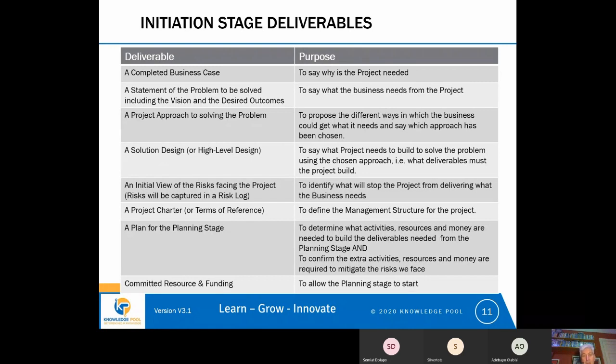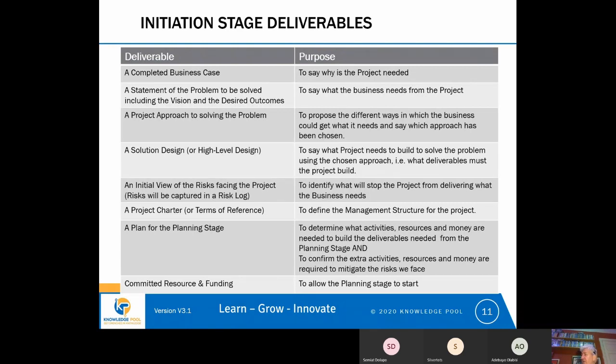The next deliverable that I certainly found very useful to have is something that is sometimes called a project charter, or sometimes a terms of reference. What the project charter does is it defines the management structure for the project. So it will say who is in charge. It will say that there's a project manager. It will say what the project manager is responsible for. It will say whether there's a project sponsor, somebody from the business who is going to champion the project. It will say whether there is going to be a project steering group.